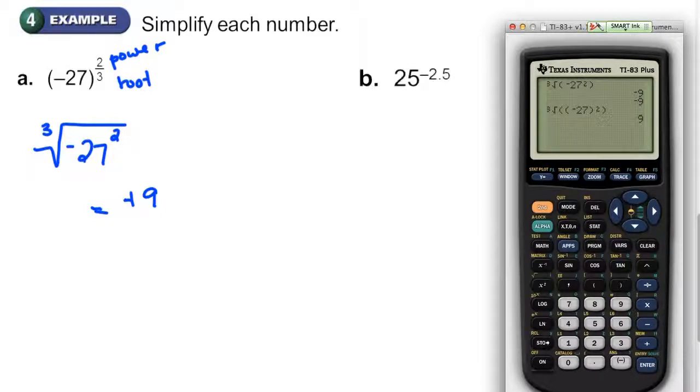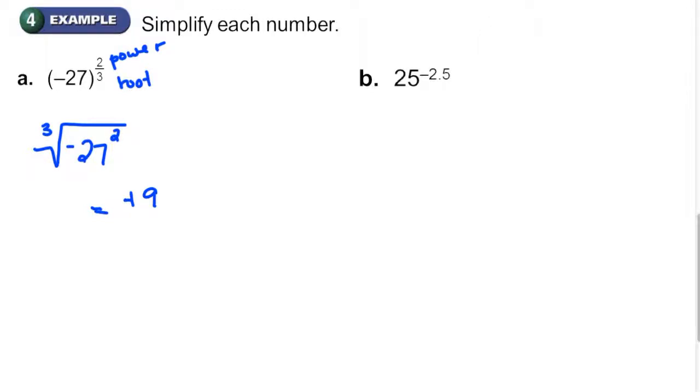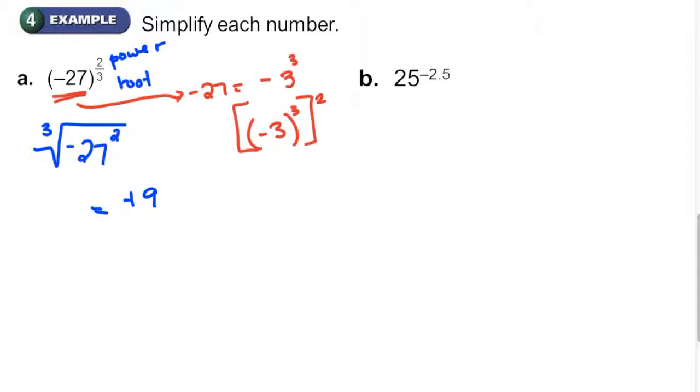Okay, now let me show you the other way to do this one. I know negative 27 can be written as negative 3 raised to the third power. So if we have negative 3 raised to the third power, and then I have the 2/3 power, my 3's cancel out, and now we have negative 3 squared. Negative 3 squared is just 9.